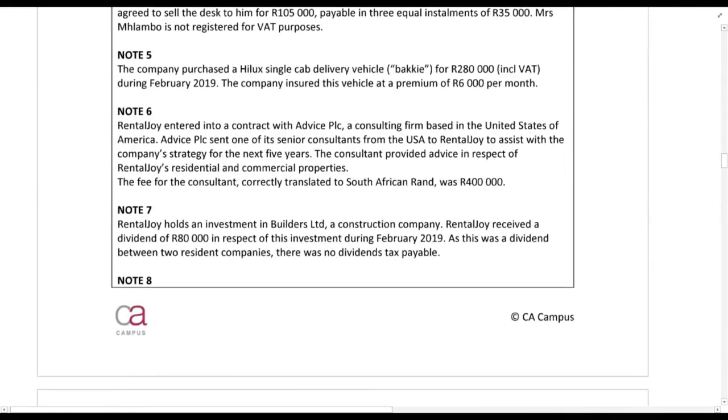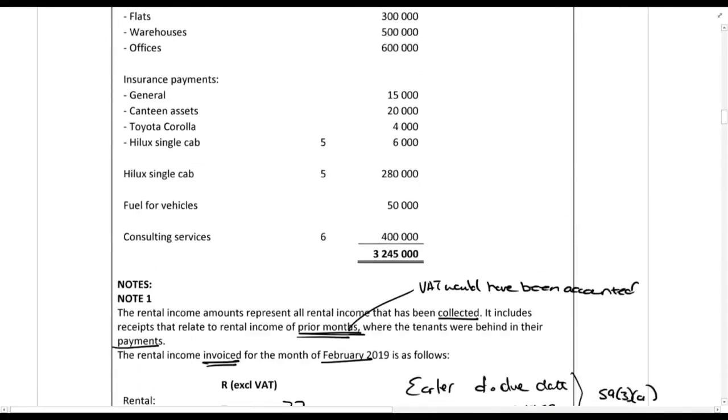Rental Joy holds an investment in Builders Limited, a construction company. Rental Joy received a dividend of 80,000 in respect to this investment. As this was a dividend between two resident companies, there was no dividends tax payable. All right, so it's just a dividend.